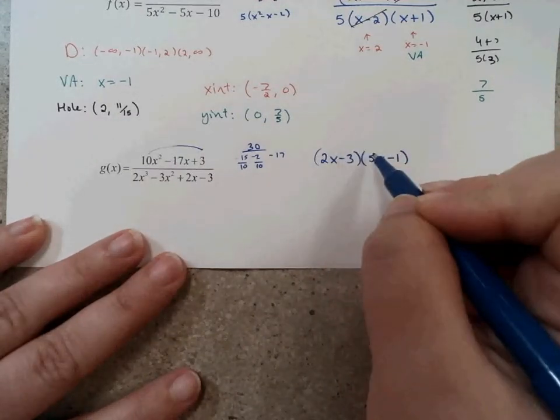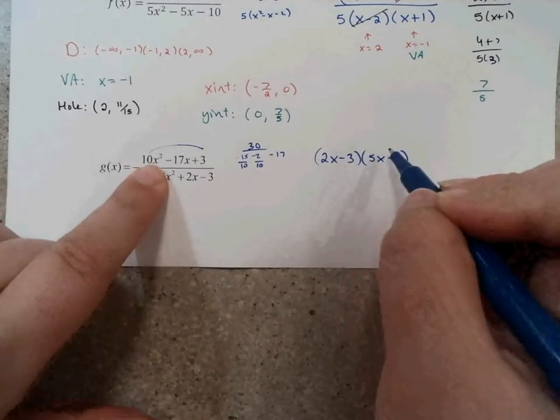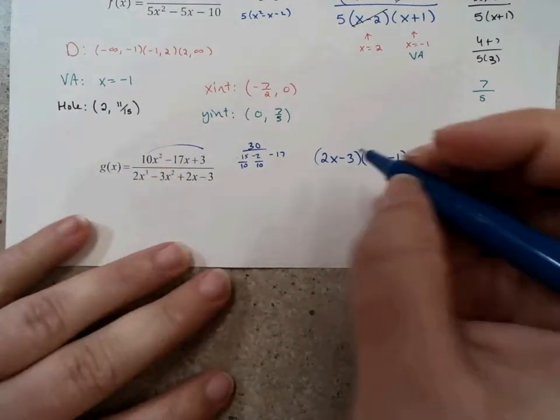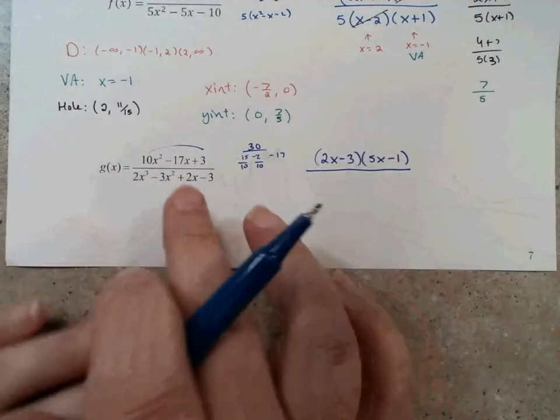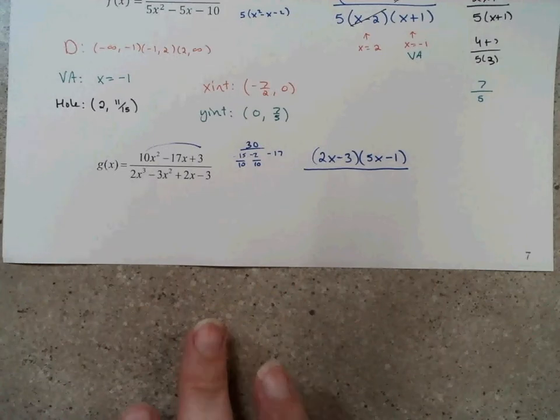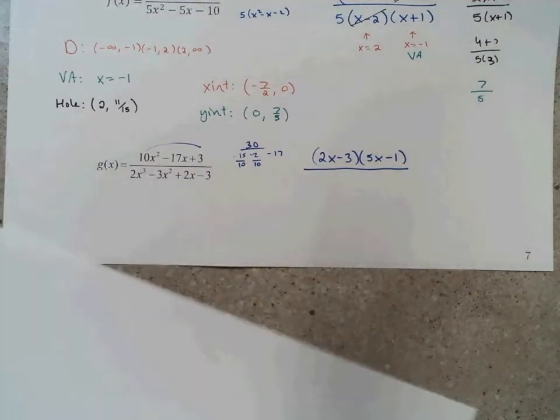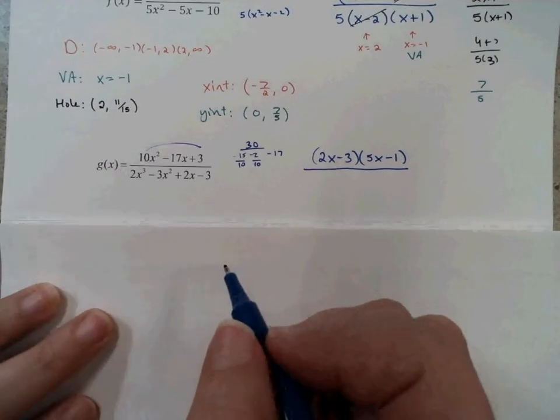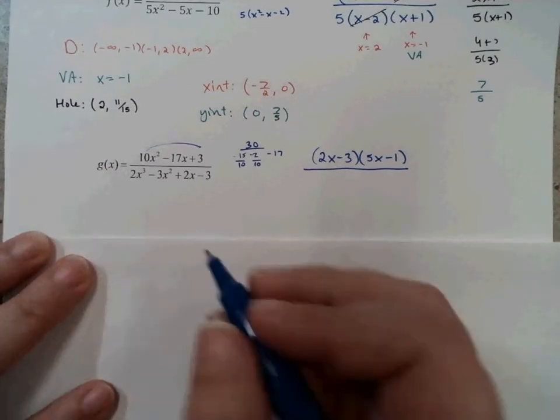Let's check that out. 10x squared, good. Minus 2x minus 15x is minus 17x, and then plus 3. Okay. Now this denominator is a little bit more interesting because it's a cubic, but the only kind of cubics I can give you are certain kinds, the kinds that can be factored.